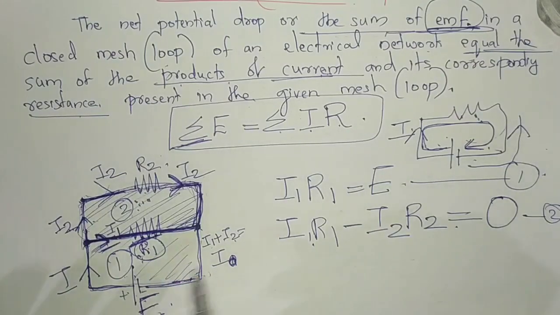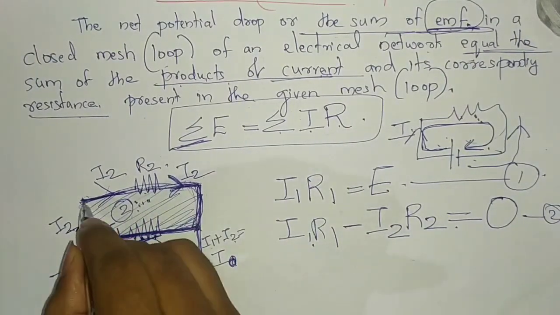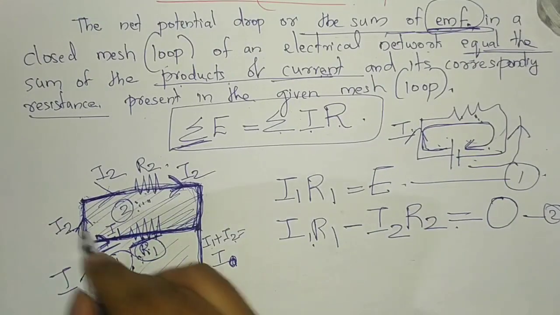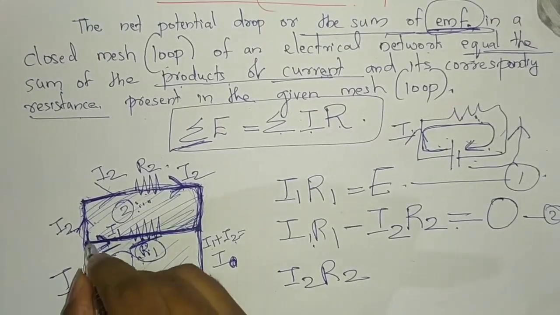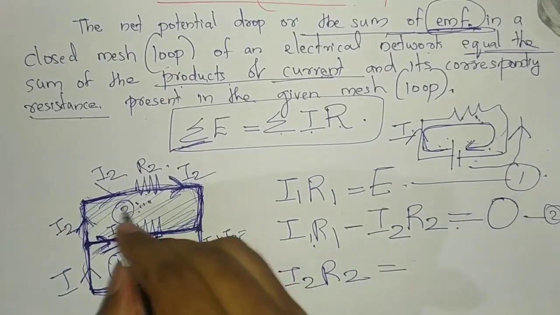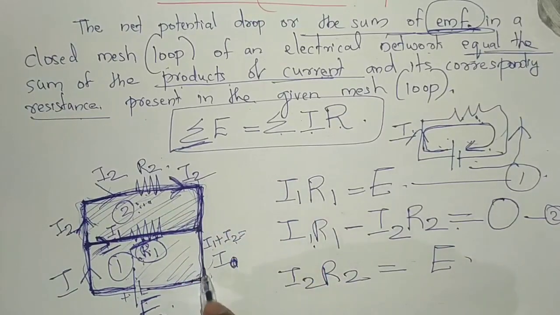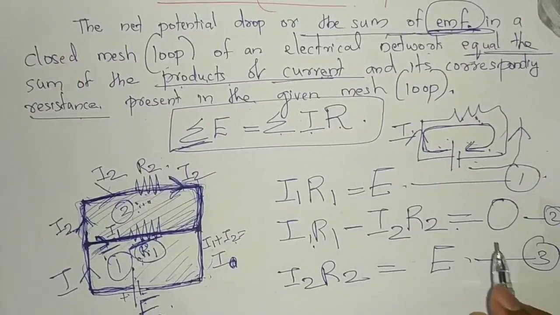Now it's all about the third loop. Third loop is this bigger one. And in that loop, you can write like this, I2 into R2. See, here only I2 current is there. So I2 into R2 will be equal to the EMF value. So in this big direction, you can write I2 into R2 will be equal to the EMF value. That is the 3 solutions for this particular network.